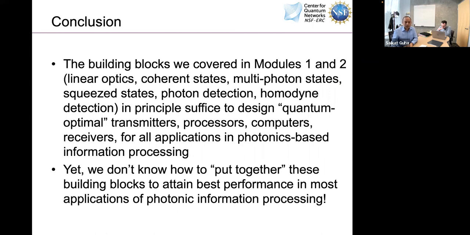And this is really our last slide: the building blocks that we covered in modules 1 and 2. It was a very, very fast crash course in quantum optics. But we covered linear optics, coherent states, multi-photon states, squeezed states, photon detection, and homodyne detection. In principle, all of these things that you just learned suffice to design quantum optical transmitters, processors, computers, receivers, sensors, and all applications in photonic information processing. As Christos said, the rest is math, linear algebra, imagination, and creativity.